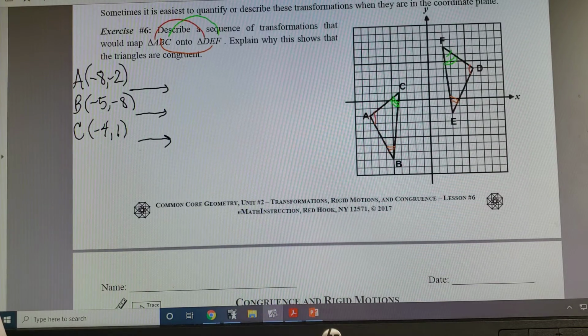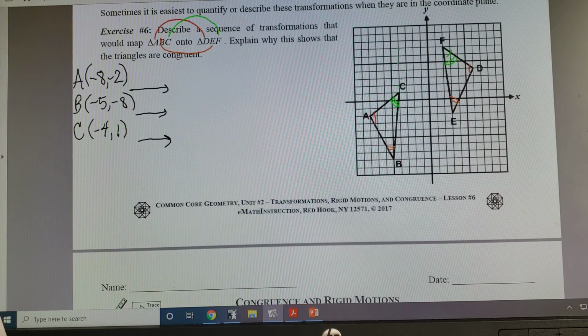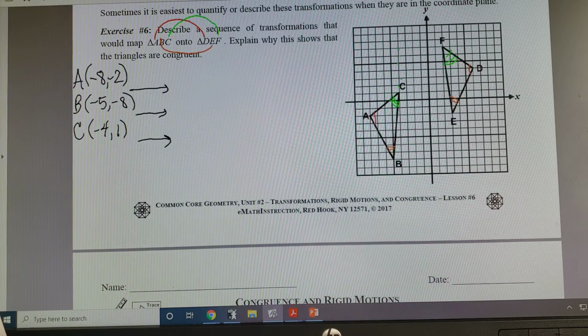Ideas on what you want to do first? Translation. How about, can we get C to be the same height as F? Can I move this triangle up? How many units up would I have to move it? 6. 1, 2, 3, 4, 5, 6. Okay, yeah, so let's at least move it 6 units up. Now, do you want to move it over to the right at all? How many units to the right? 2. Ooh, I like that because then it's the same distance from the y-axis.